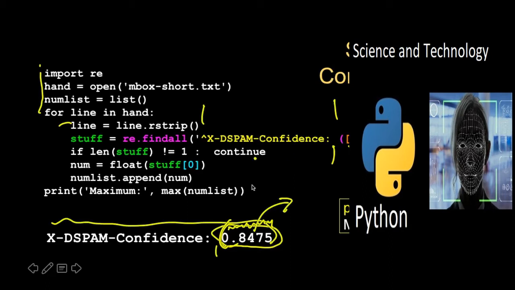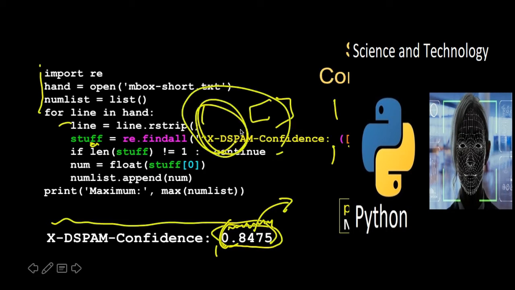Now, if the line doesn't have this, it means something is missing, whether it's this prefix or this number. If the number's missing, it's going to fail too. We're going to get back an empty list. So the first thing you have to do is check to see if you actually got a match. So you say if the number of items in the list, len of stuff, is not equal to 1, continue. This skips all the lines that don't match. There could be thousands of lines that don't match.